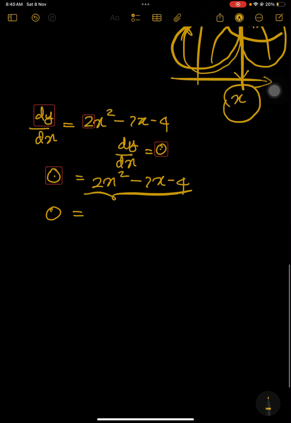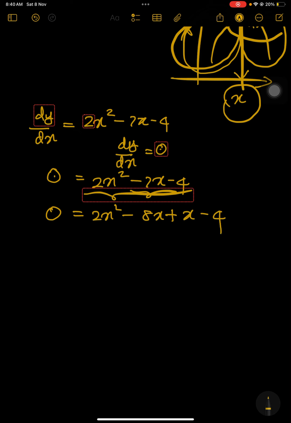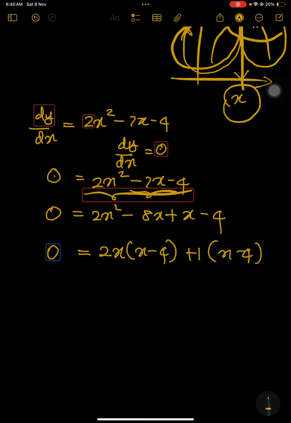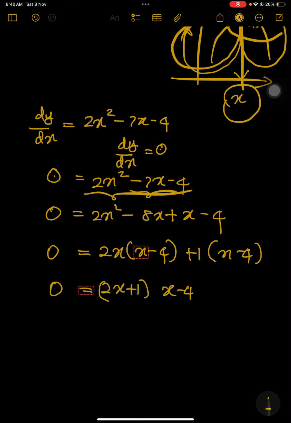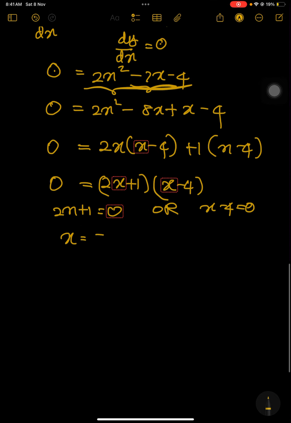Equal to 0. If you factorize this, you can write the minus 7x as minus 8x plus x. So 2x(x minus 4) plus 1(x minus 4) equals 0, which is (2x plus 1)(x minus 4). So 2x plus 1 is 0 or x minus 4 is 0. So x is equal to minus half or x is equal to 4.